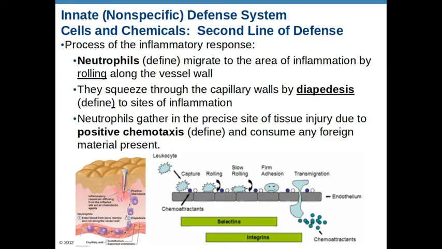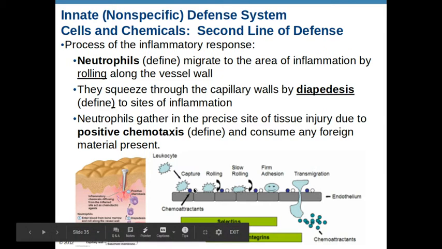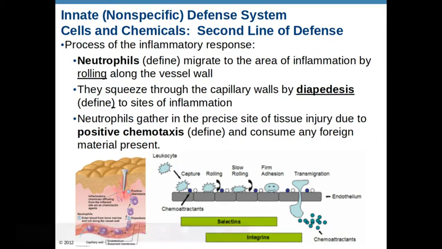Going a little bit more deeply into the inflammatory response, guys, take a look at this. This is amazing how these different cells and chemicals work together. So I'm going to let you take a look at that and add whatever you like to your notes.